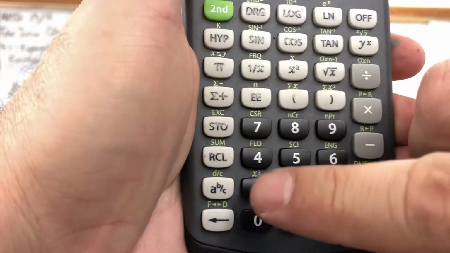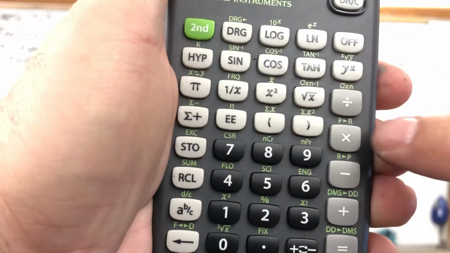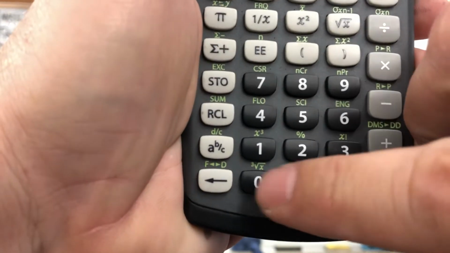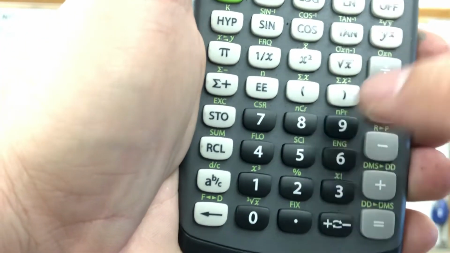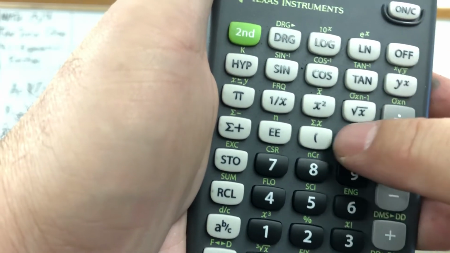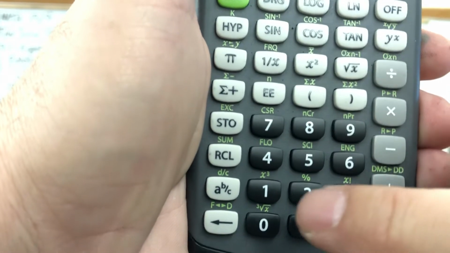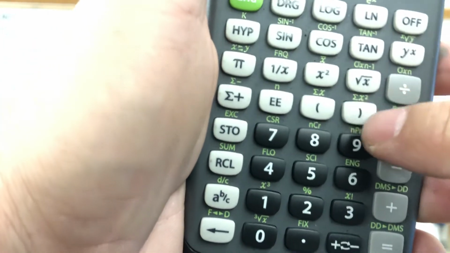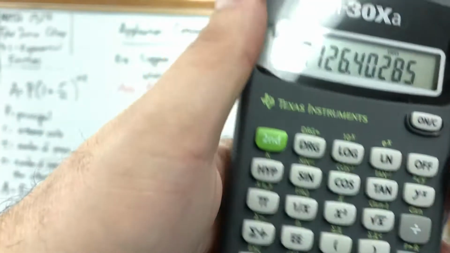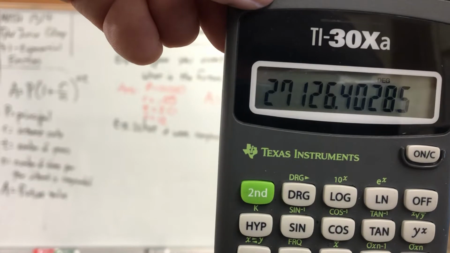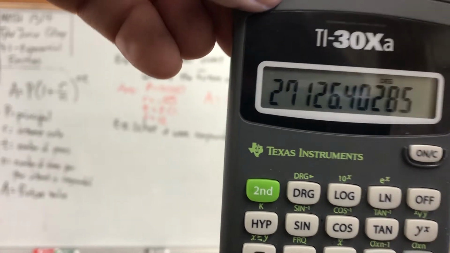All right, so we're going to start with 10,000 times, open parentheses, 1 plus 0.05 divided by 12, close those parentheses, and then raise it to a power. Open the parentheses for the multiplication problem in the exponent, 12 times 20. Close that parentheses and then press equals to finish everything. And if I put in everything correctly, looks like the answer is, to the nearest cent, $27,126.40. Let's do it in the display calculator just to see if we get the same answer.